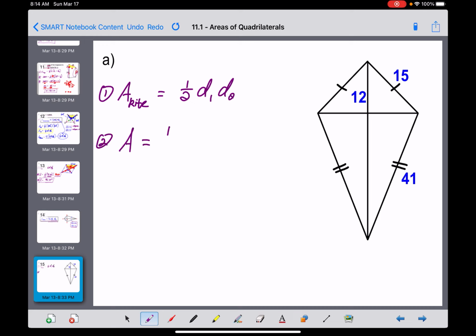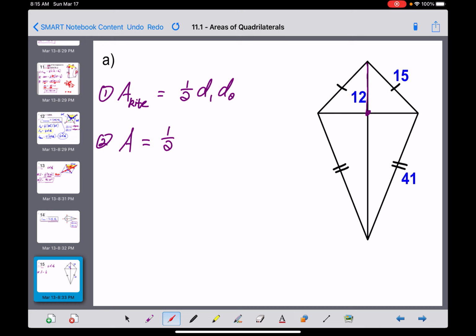Let's move on to our second step. Let's fill in what we know. Do we know the length of either one of the diagonals? Right now, the answer is no. I've got 15 and 41, which are 2 sides of the kite. I've got 12, which runs from here to here. But that doesn't tell me what I need in terms of either of the diagonals. So we've got work to do.